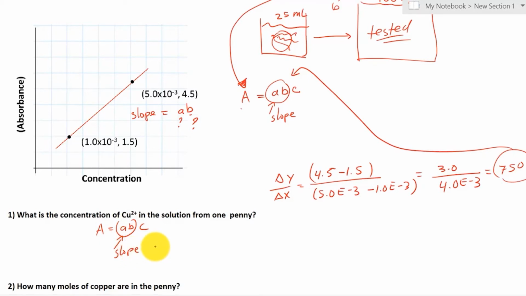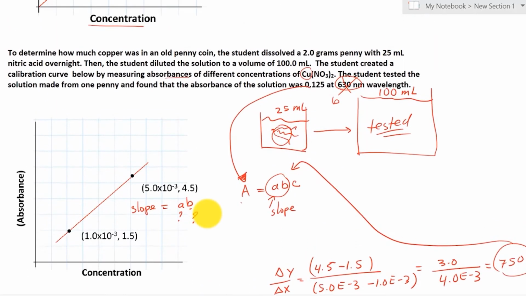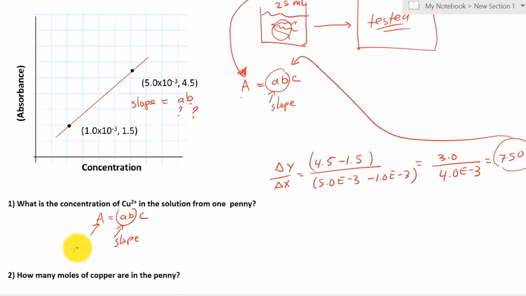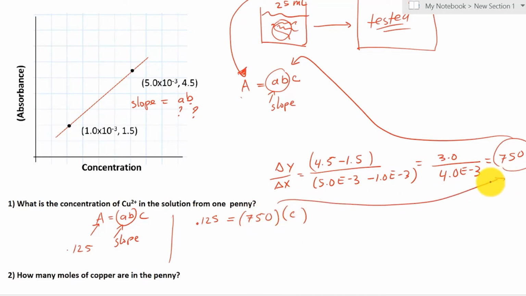And this one right here is absorbance, which we know is 0.125. So let's solve this. We have 0.125 equal to the slope. And what's the slope going to be? 750, right there, times C. This is our slope. So what is C going to be? It is 0.125 divided by 750.